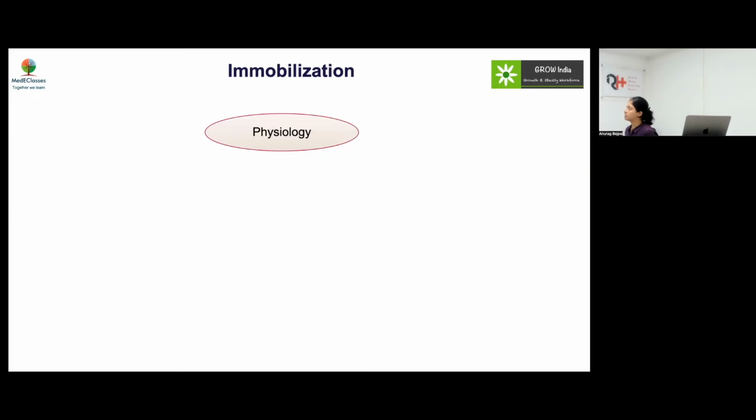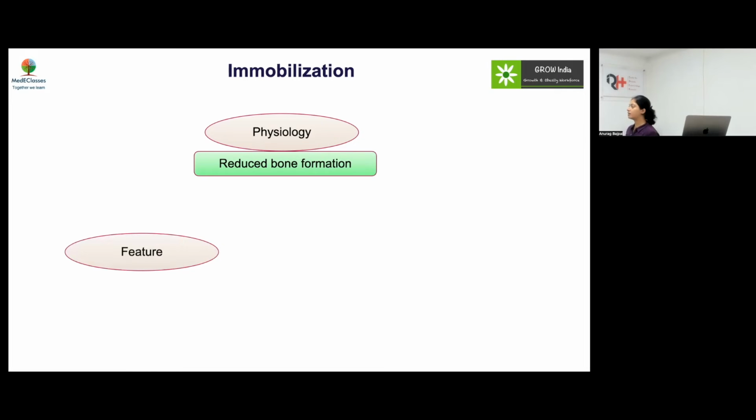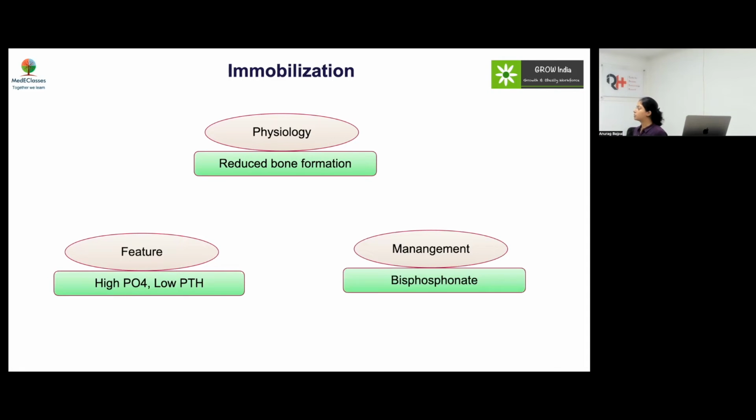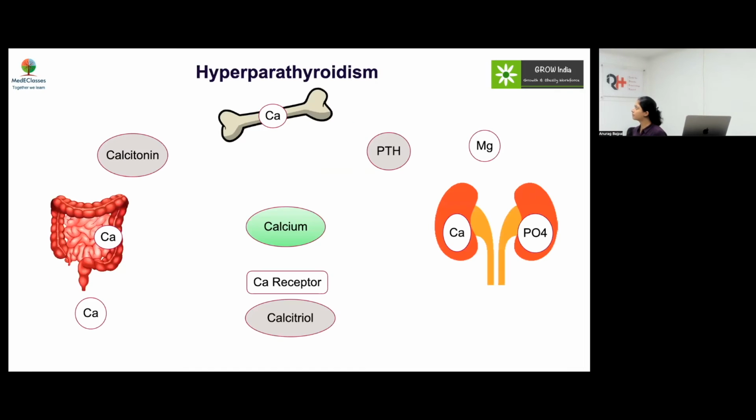Chronic immobilization, as may be seen in children with cerebral palsy, usually leads to reduced bone formation, and very similar to hypophosphatasia, they will have hypercalcemia with high phosphorus and suppressed PTH levels. Management involves decreasing calcium and vitamin D supplementation and bisphosphonates, which are basically the anti-resorptive medication. I think that's a very important point.